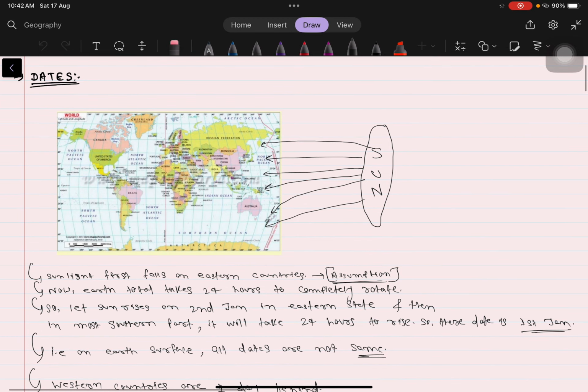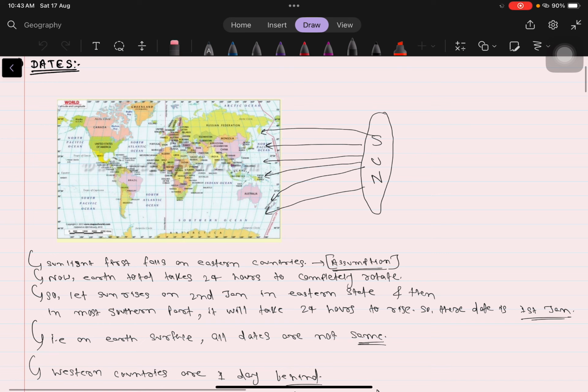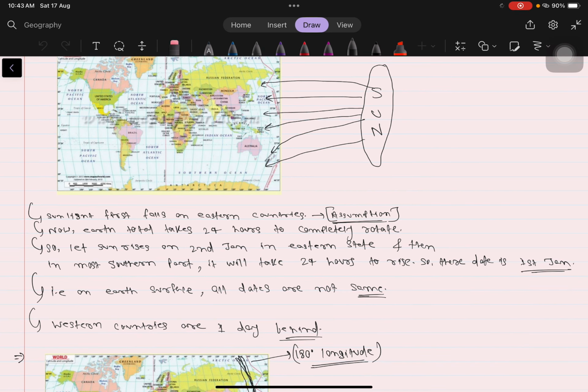The variation in dates. We all know that the eastern countries are one day ahead of the western countries, because of the sun. Let's say this is the sun and this is the eastern part of the world. Sunlight will first fall on the eastern part of the world. It takes 24 hours for the earth to rotate completely, so the western country will get sunlight after 24 hours and the eastern country before that. So almost one day of variation is there, that is, eastern countries are one day ahead of the western countries.